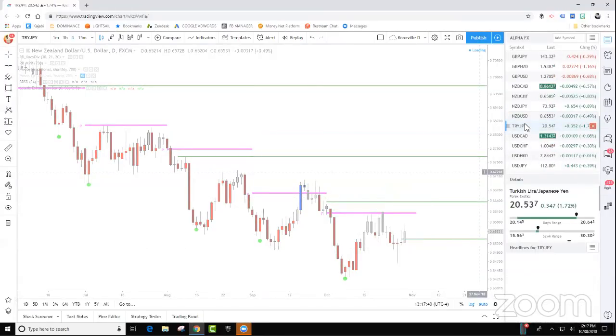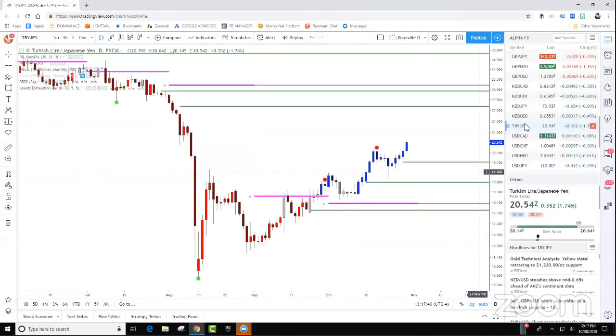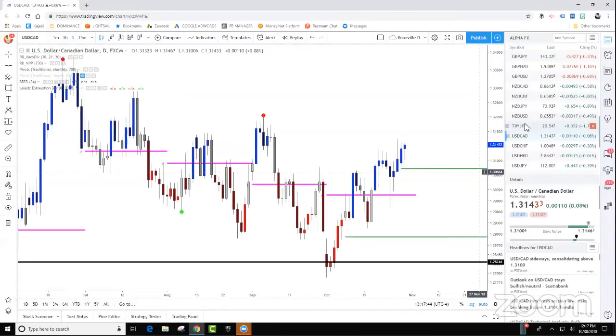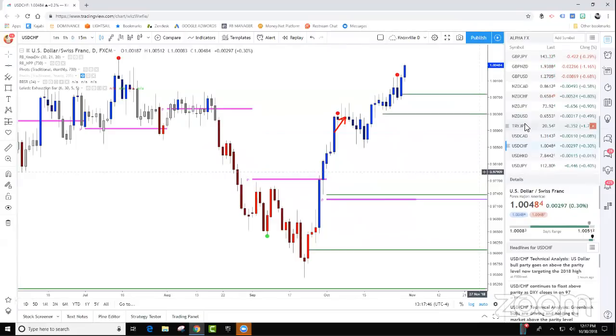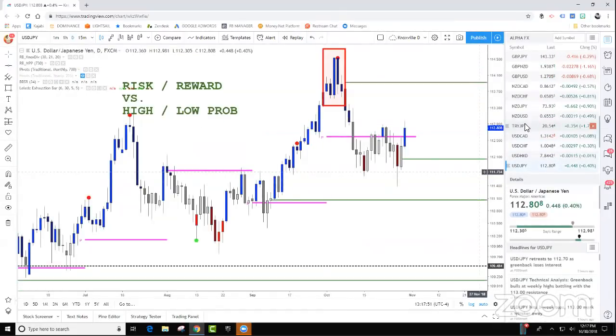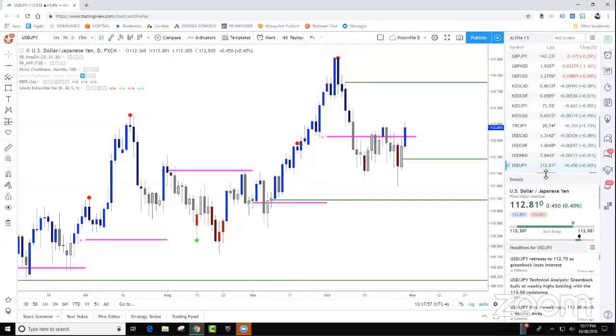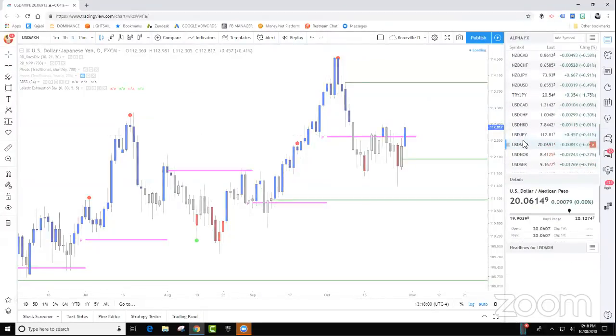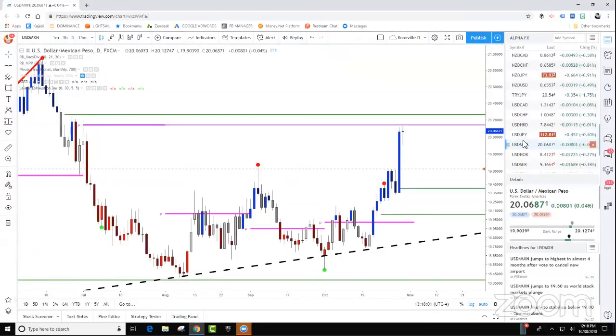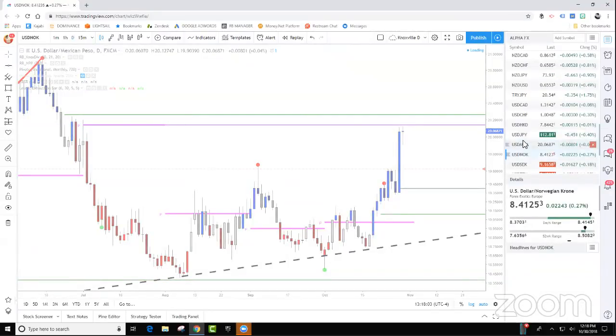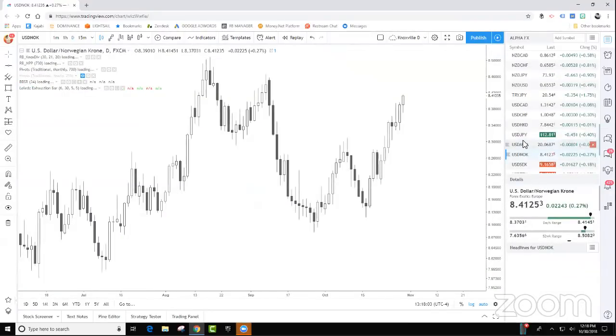What about the Turkish lira? You got anything for us, Turkish lira? No. Dollar Canadian? No. Dollar Swiss? No. US dollar Japanese yen? No. So there's almost nothing out there right now. So it seems like it's very rare. Super rare.